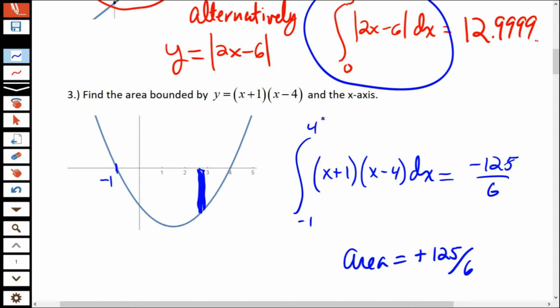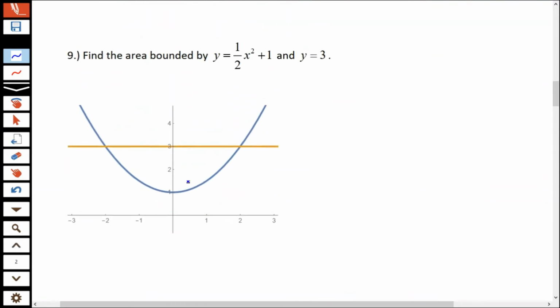Now, moving right along. Finding the area not bounded by an axis but bounded by a line. So here we have two functions. We've got the horizontal line y equals 3. We've got this parabola y equals 1/2 x squared plus 1. And we want to find the area.